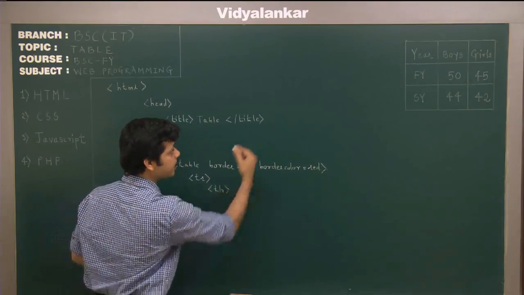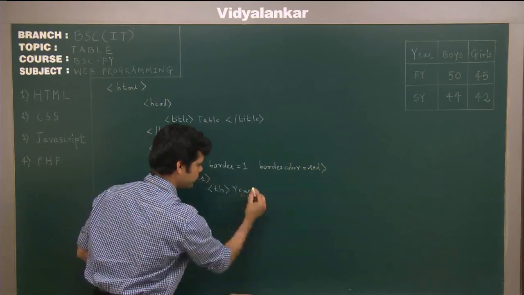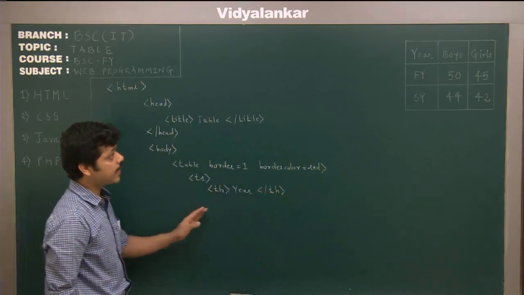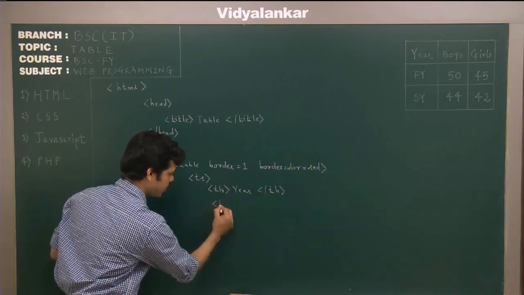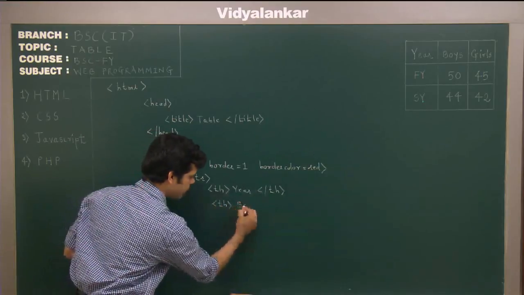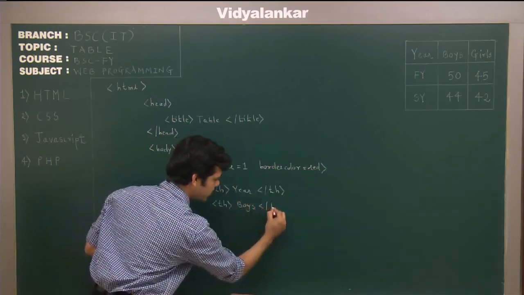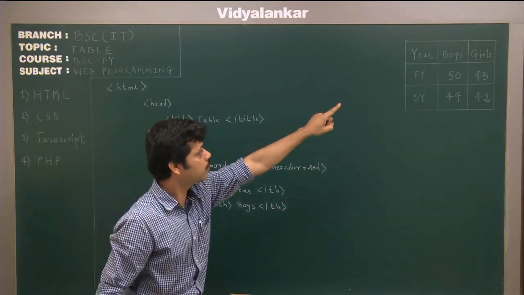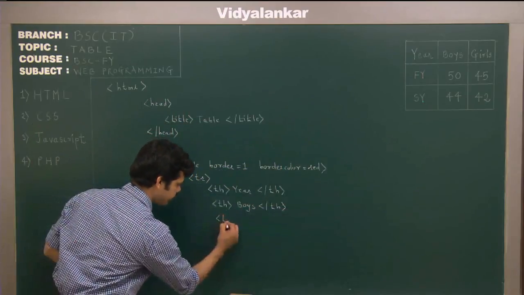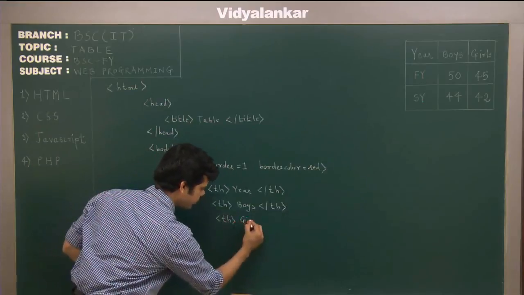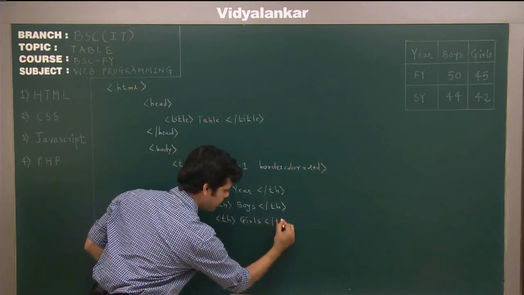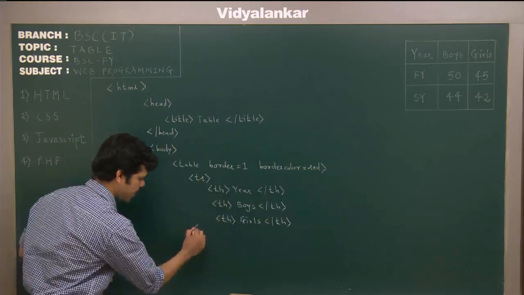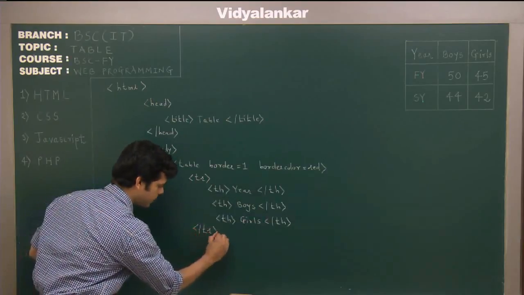Now the first heading is the year, and this is the closing tag for the heading. Then the second heading is the boys. I have to use TH and the boys. This is the end of the second heading. The third heading, I have to use girls. TH girls, and this is the end of the third heading. So your first row is complete. I have to close this TR tag.